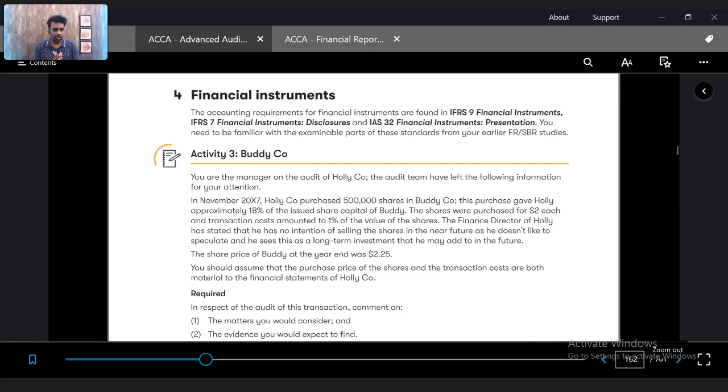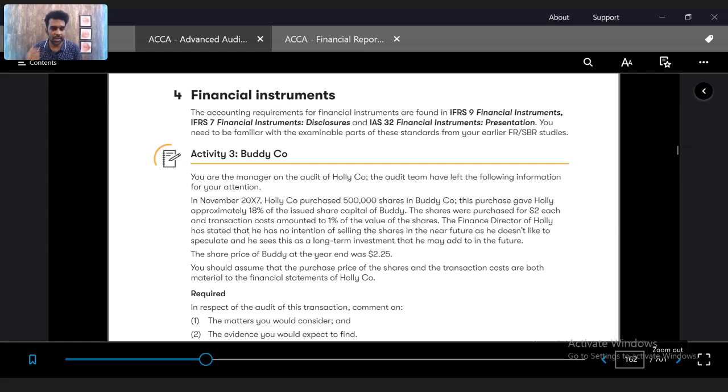So the next topic that we are going to learn in chapter number 8 is called financial instruments. In financial instruments, there are three standards that we specifically have to know about, which are IFRS 9, IFRS 7 and IAS 32. IFRS 9 is the introduction, recognition and measurement criteria of the financial instruments.